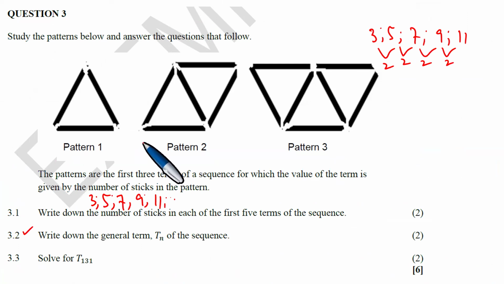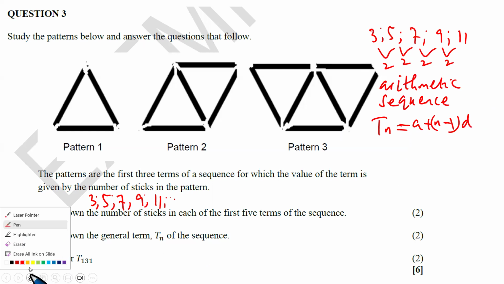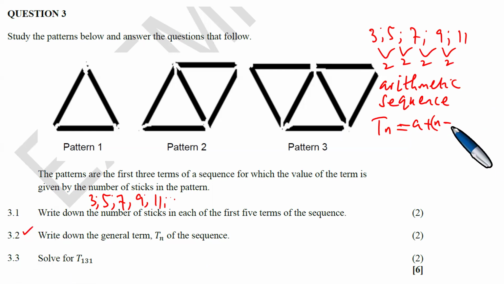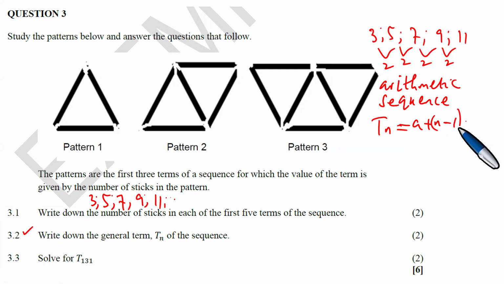Okay. So it means, therefore, this one is arithmetic. Do you know arithmetic sequences? It is an arithmetic sequence. The formula for arithmetic sequences is Tn equals a plus n minus 1 times d. Do you remember this one, Paul? Maybe your teacher never told you this. I'm happy that you remember it, okay?